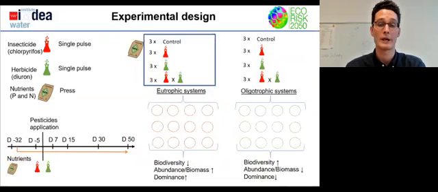Oligotrophic mesocosms were characterized by higher biodiversity but lower biomass. On the other hand, eutrophic systems were characterized by lower biodiversity but higher biomass, and community composition was characterized by high dominance of tolerant species.